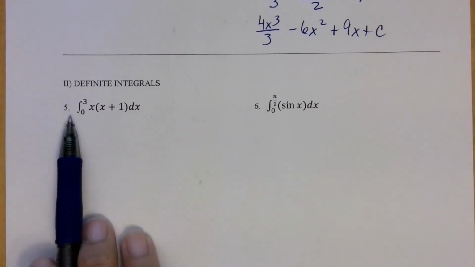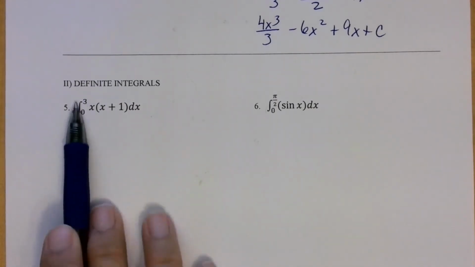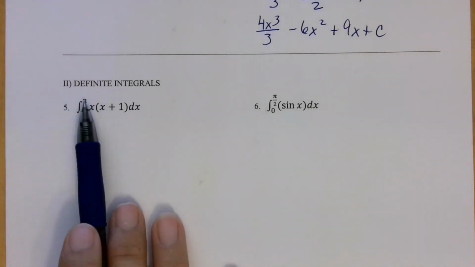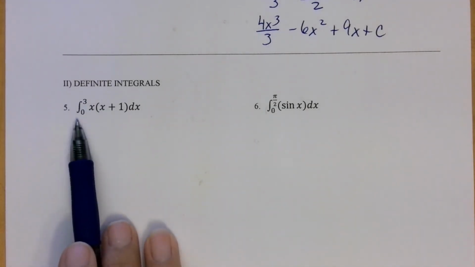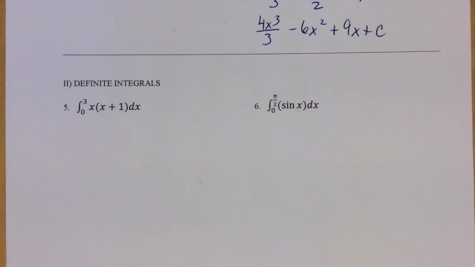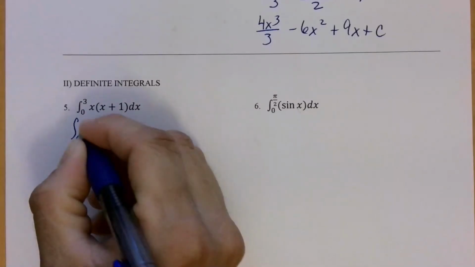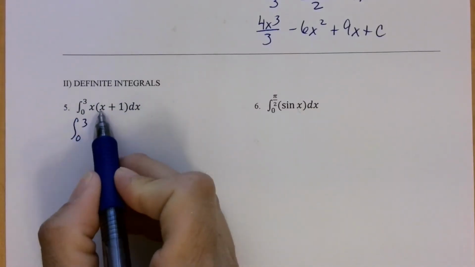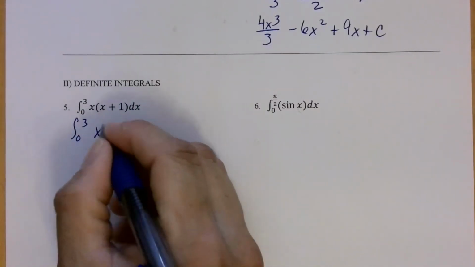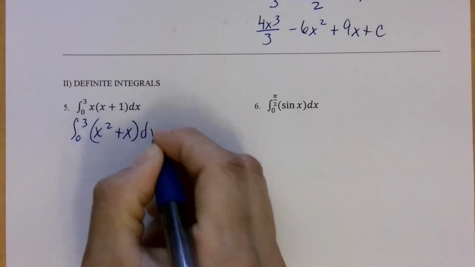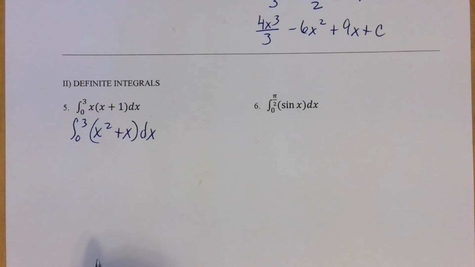On example number 5, now I'm seeing that I have limits, so I need to find my antiderivative, and then I'm going to evaluate at 3, evaluate at 0, and then take the difference between those two. So I need to rewrite this so that I can reverse my power rule. So I'm going to distribute this. So x times x is x squared. X times 1 is x dx. And now I am ready to evaluate, find my antiderivative first, and then evaluate using the fundamental theorem of calculus.